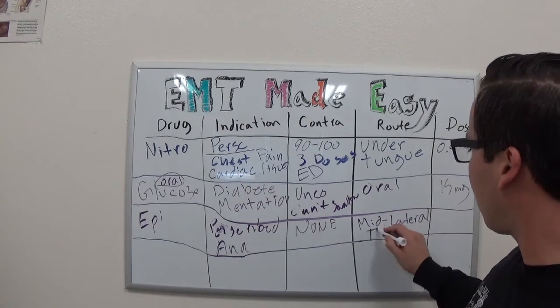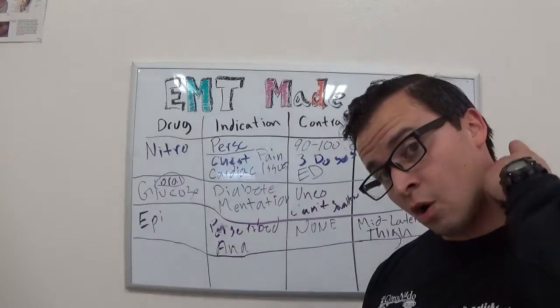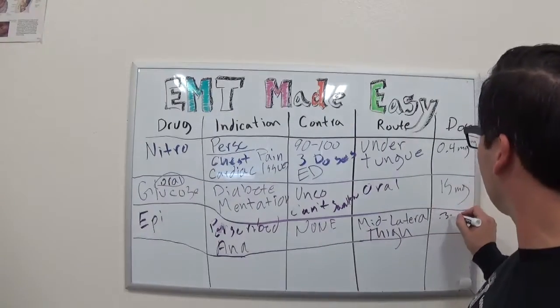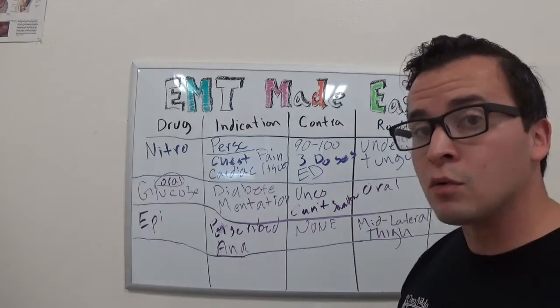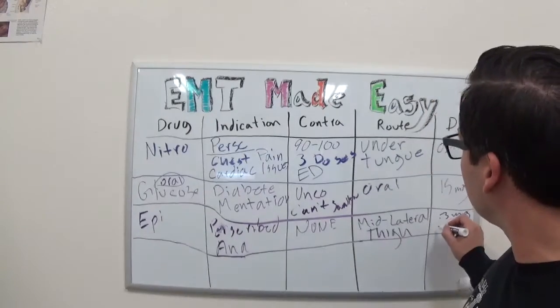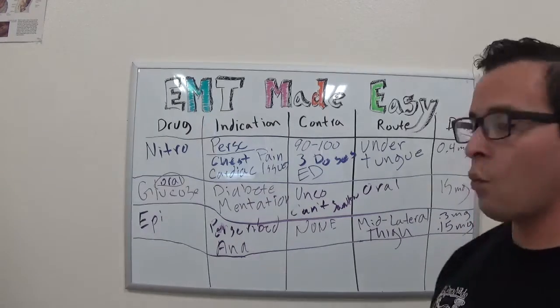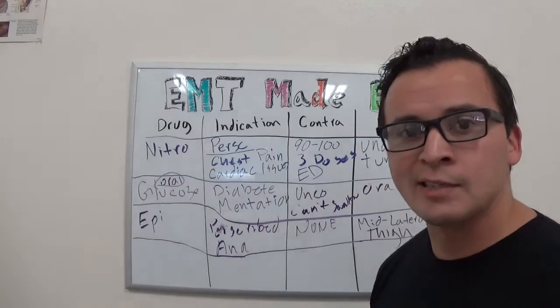Mid-lateral thigh. And the dosages are gonna be 0.3 milligrams for adults. That's for adults. For pediatrics, for children, it's gonna be 0.15 milligrams. So now you're thinking, why is it more for pediatrics? It's not.